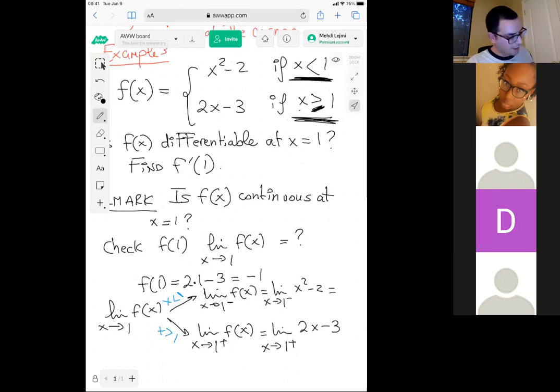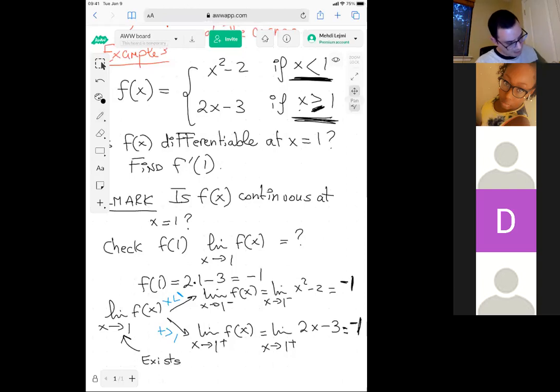Here, you just replace x by 1. If x is 1, then you get 1 squared minus 2. That will be -1. And in the second one, the same thing. You get -1, right? 2 times 1 minus 3 is -1. So either from the left or from the right, you're going to have -1. They are equal. So the limit from the left is equal to the limit from the right. So then the limit from both sides exists, and it's going to be equal to -1.